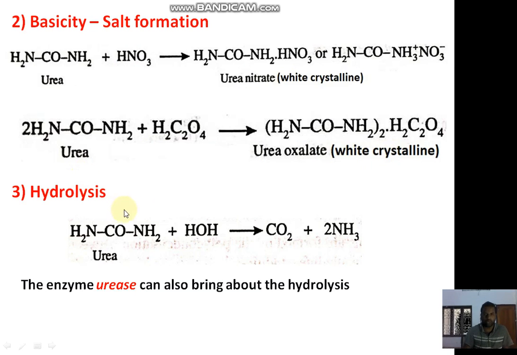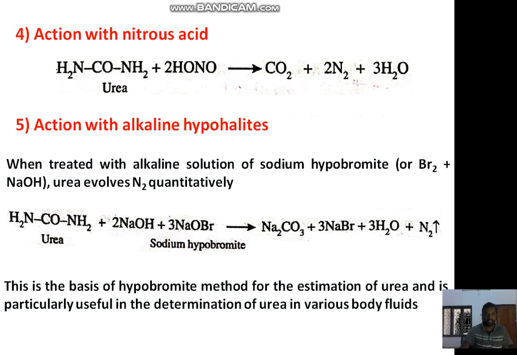Now the third reaction is hydrolysis. If we just hydrolyze the urea with water, we get carbon dioxide and ammonia as the byproduct. The enzyme urease can also bring about the hydrolysis. If we react with the enzyme urease, the same hydrolysis reaction will happen. Now the next reaction is action with nitrous acid. Nitrous acid: NaNO2 will mix with HCl, we get nitrous acid. So reaction of urea with nitrous acid gives carbon dioxide, nitrogen gas and water.